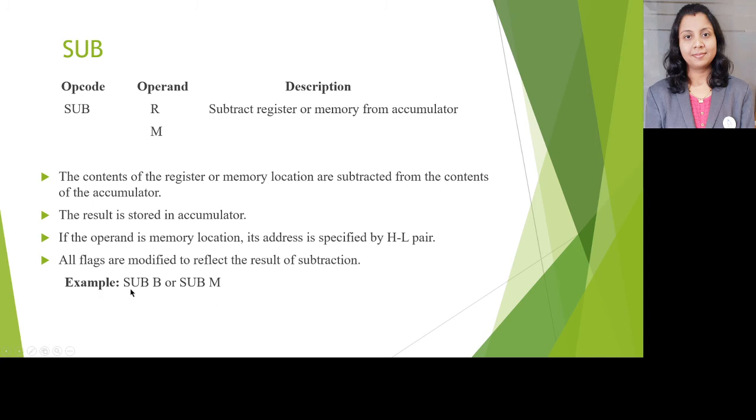Example can be SUB B. Here B register is specified, or SUB M. M is the memory. Its address is specified by the HL pair. Here B is the BC register. Here what happens is the contents of B register are subtracted from the accumulator and the result is stored in the accumulator itself.